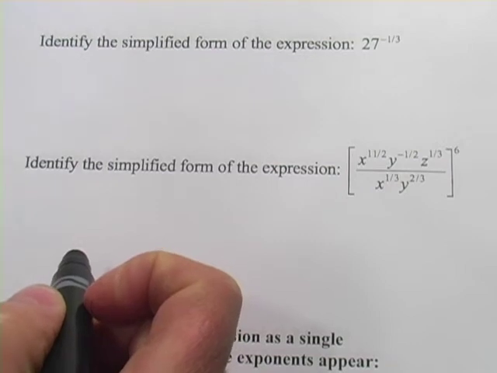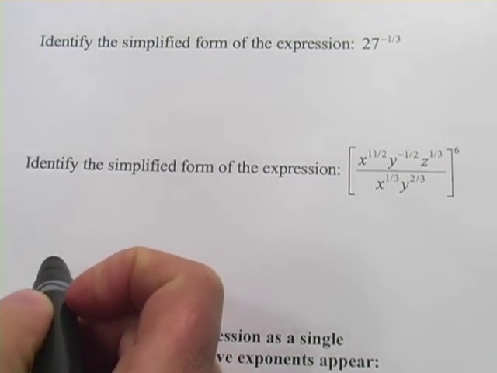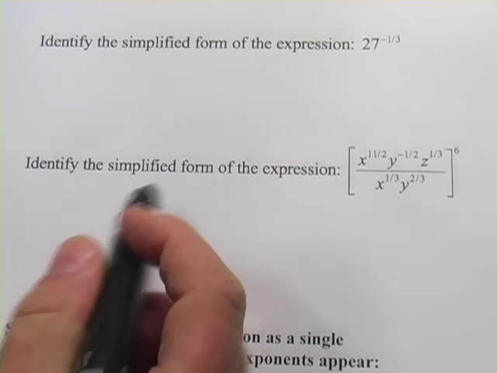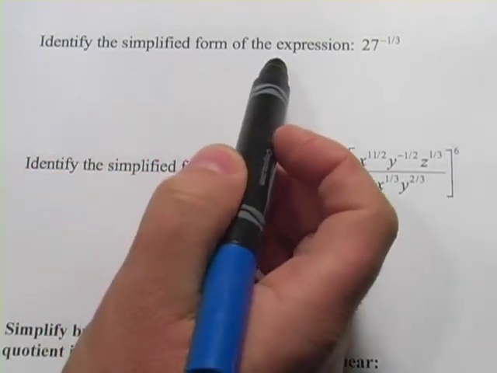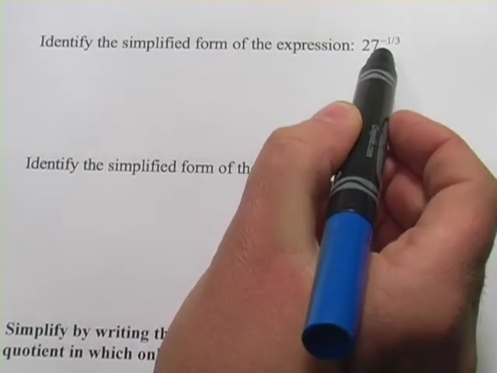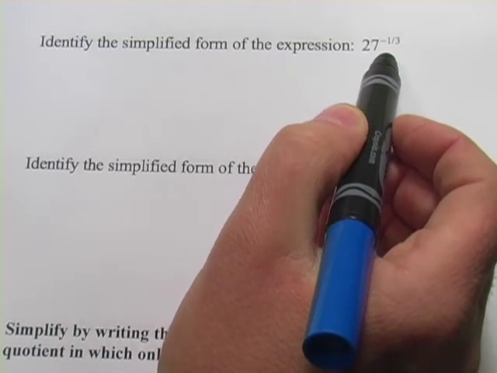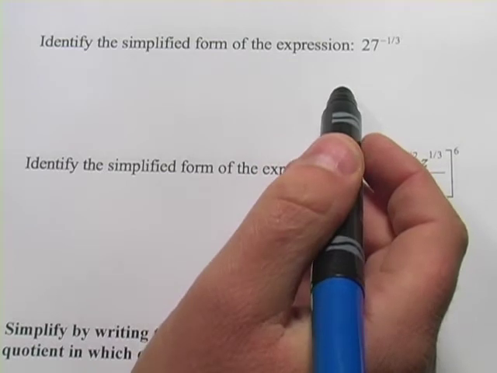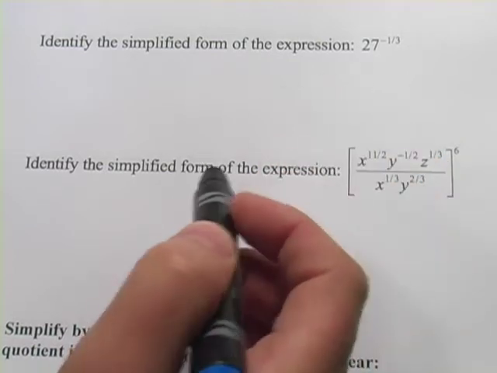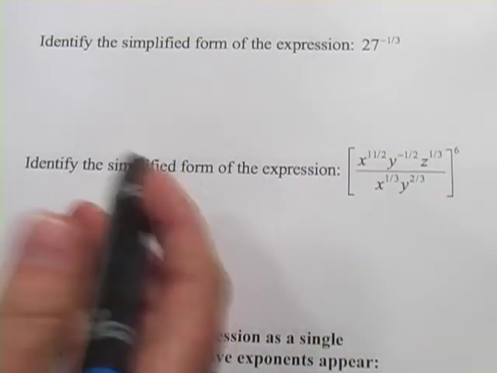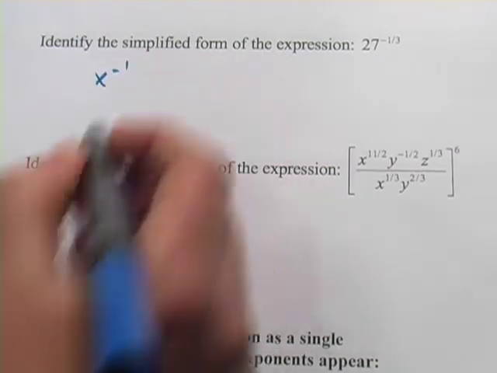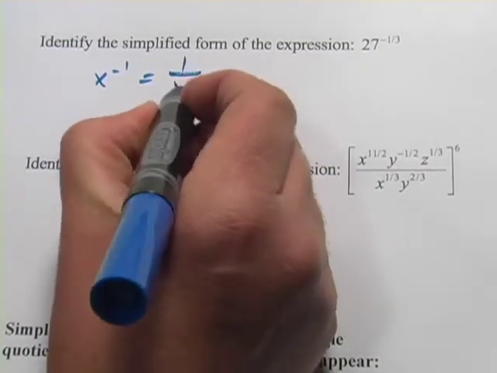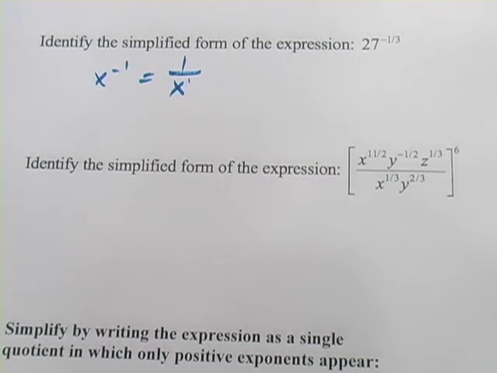In these problems, we're doing some work with negative and fractional exponents. The first one says, identify the simplified form of the expression 27 to the negative 1/3 power. And I like to take this in two steps. First, let's deal with the negative. Anything to the negative power is 1 over itself to that power.